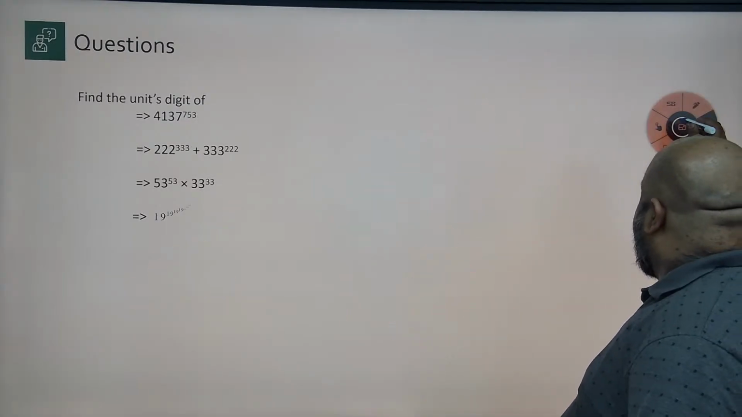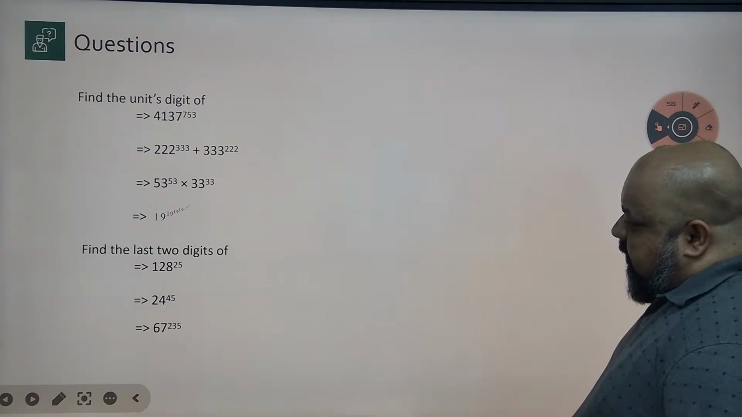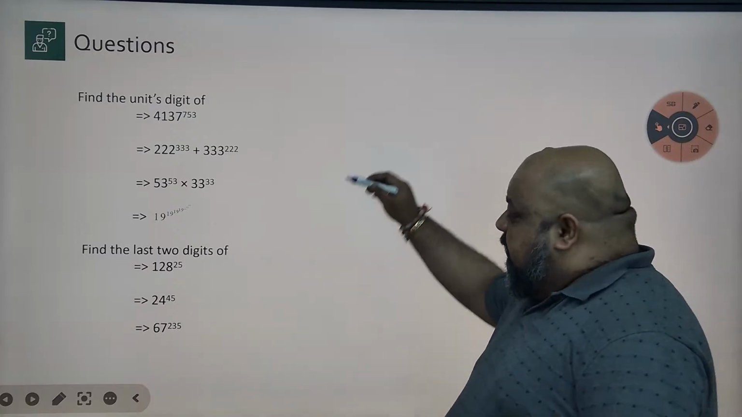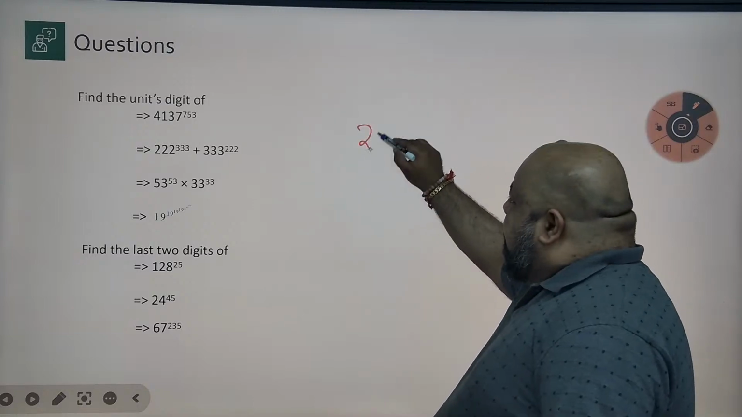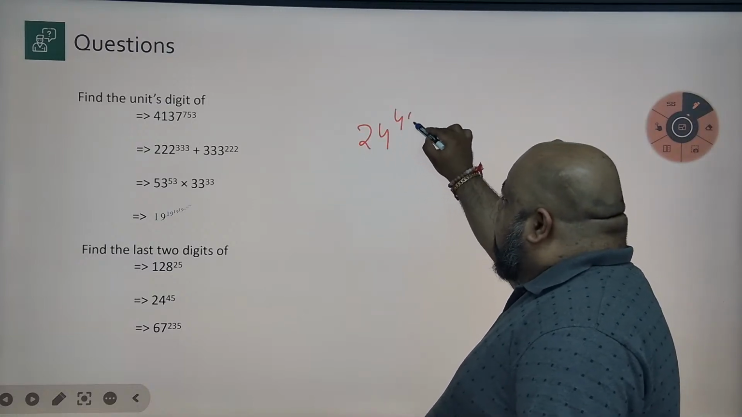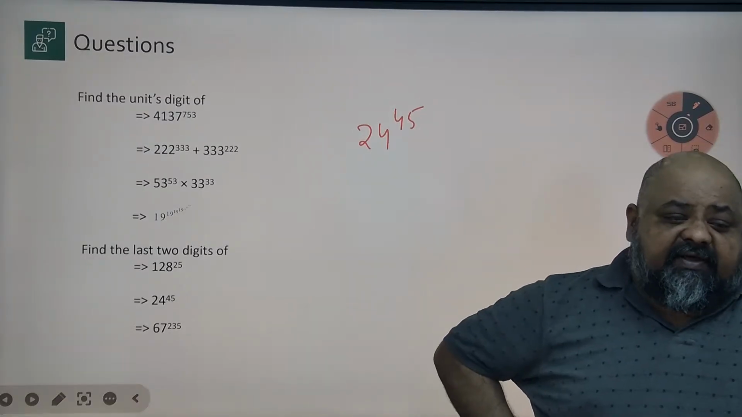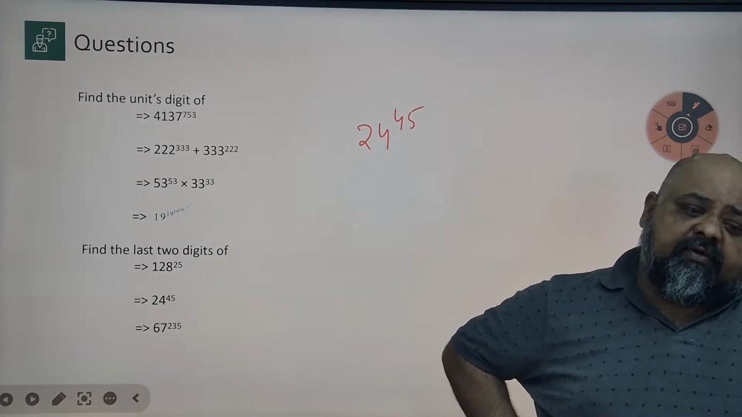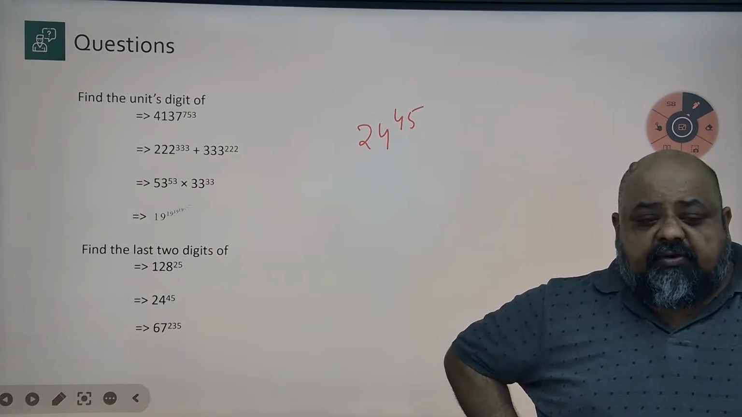And since we did this today, let's do just one question out of these three. You have to calculate the last two digits of 24 raised to power 45. This will cover almost everything. This will cover every rule that we have done for the last two digits. The rule for 2, the rule for 3, the rule for 1. 24 raised to power 45.